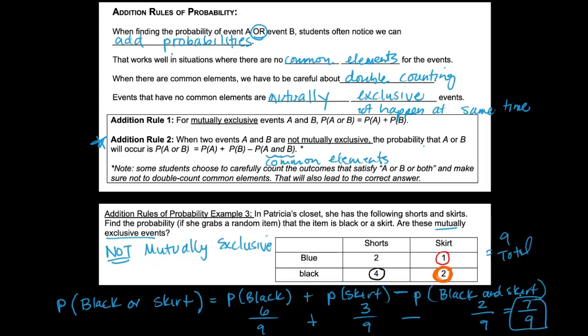Now let's look at how you would do that without using the formula. So I erased all my previous circles, and I could say to myself, okay, there's 9 options total, so my answer is going to be out of 9. Let's go through the table and circle any item that falls under being black or a skirt. So this is black, the 4 is black, everything in this row, the 2 is black, and then the skirts are the 1 and then the 2. And then I'm just careful not to double count the 2. So I just say 1 plus 2 is 3, plus 4 is 7, so 7 out of 9 are either a skirt or black. And so notice that was a lot quicker.